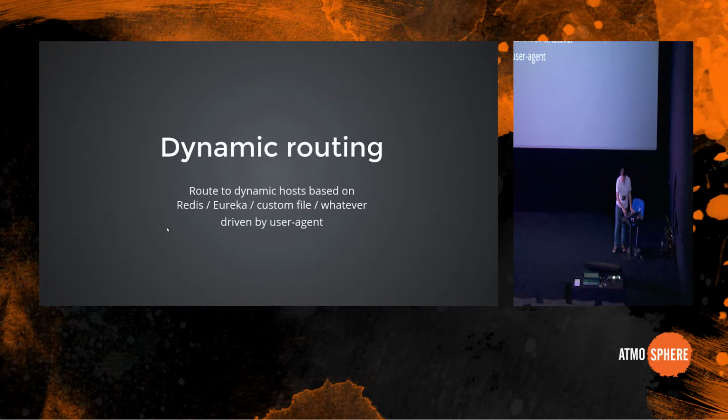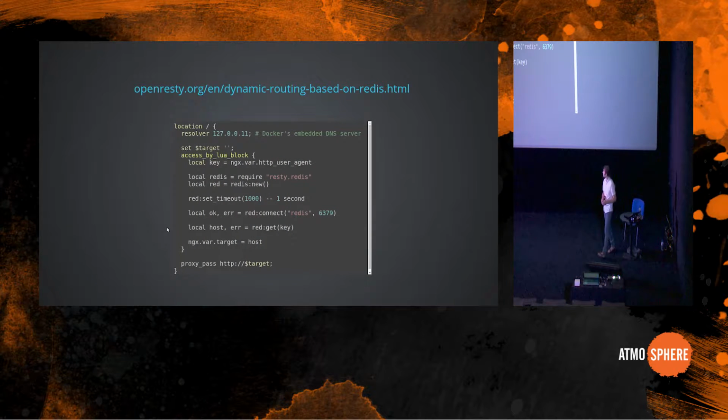Maybe skip the session demo because we don't have time, and show some other things like dynamic routing. So I will just show you that we can route to other applications based on user agent, and this will be done here with OpenResty as well, with Lua. How to do this? I have my access_by_lua block, and proxy_pass is done to the target, which is set here.